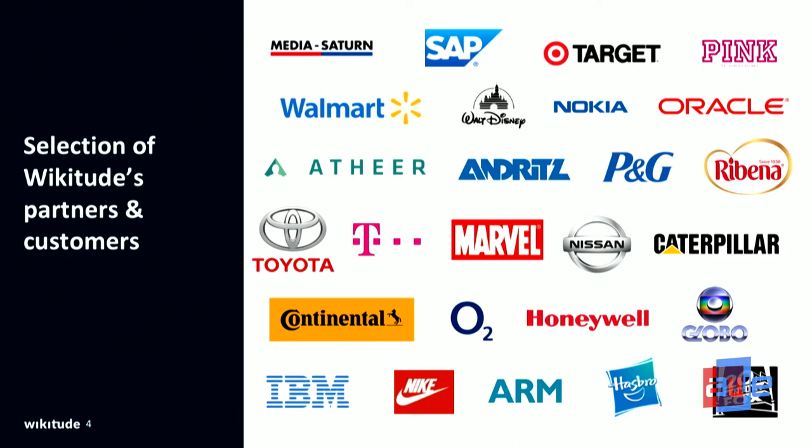What I want to prove with this slide here is not how awesome Wikitude is. I mean, of course, it is awesome, but to show you how heterogeneous, how different our client base is at the moment. In total, we have 3,500 commercial licenses out. And this reaches from various retail companies to producing and manufacturing companies to marketing campaigns.